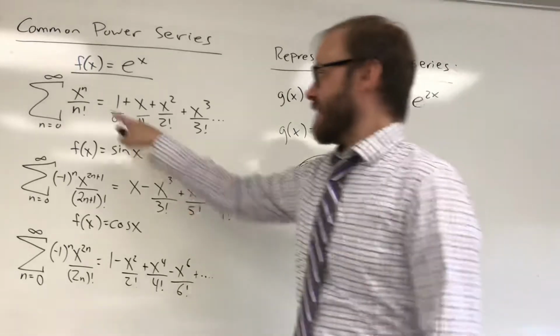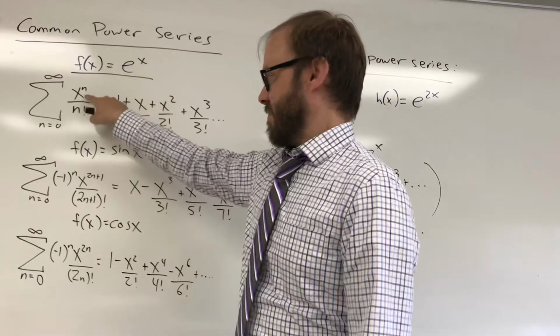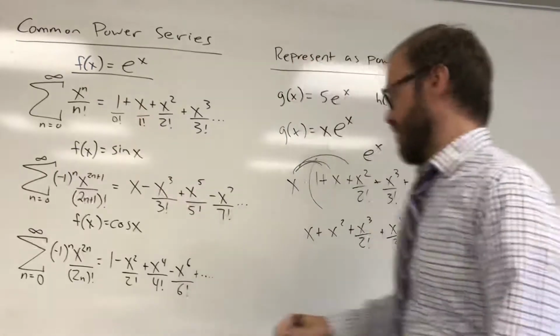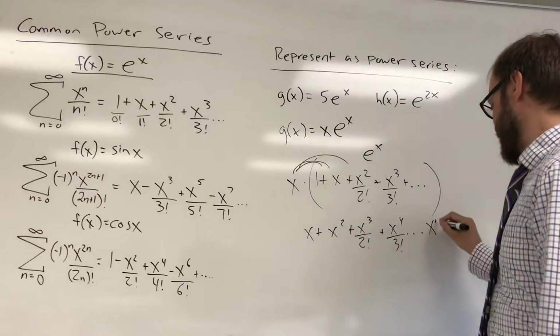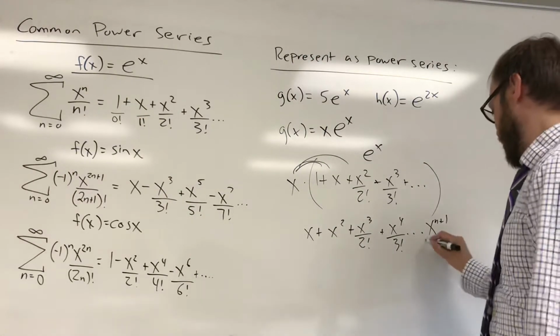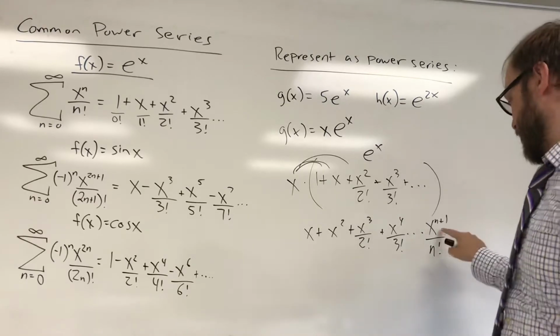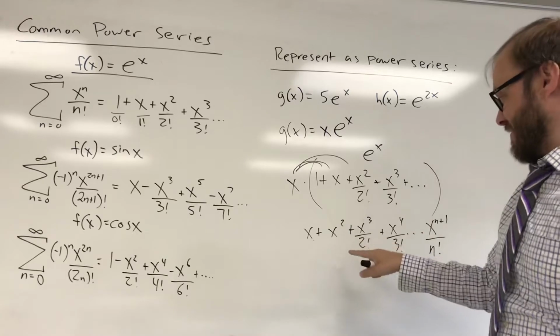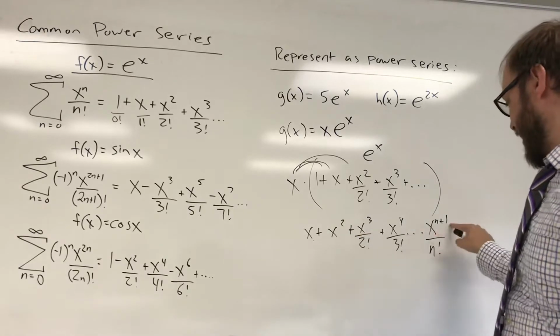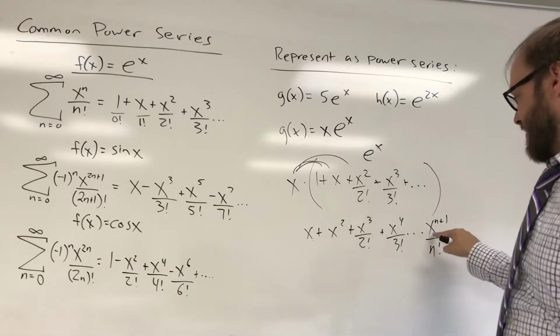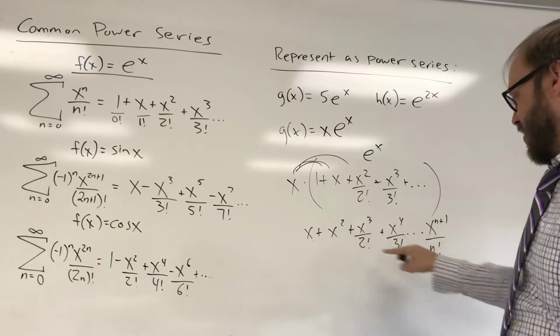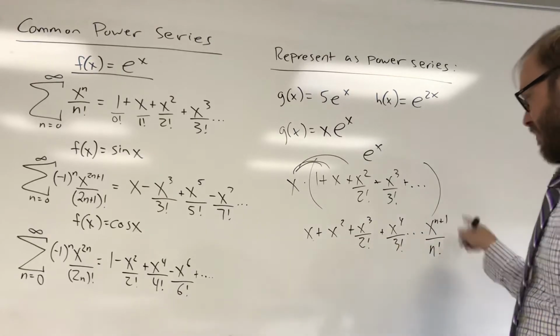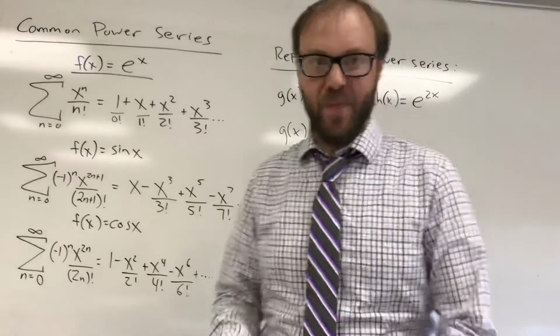So you could just basically add 1 to your exponent there. Your general term would be x to the n plus 1 over n factorial. And then when n is equal to 0, you'll get an x to the first over 1. When n is equal to 1, you'll get an x squared over 1 factorial. When n is equal to 2, you'll get an x cubed over 2 factorial, and so on. That's how you could write that series, okay?